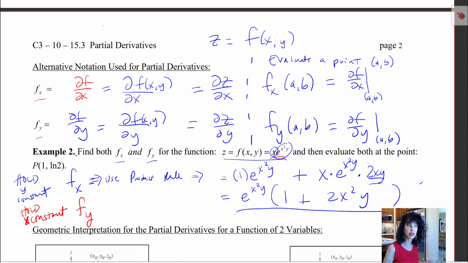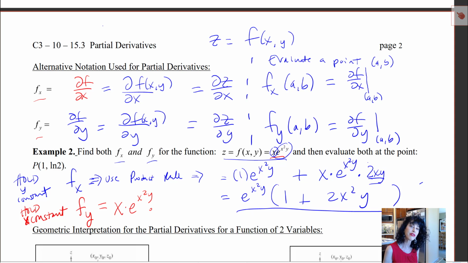Because this is a product of something with x times the exponential, and x right now, because of this special set of glasses, looks like a constant, like the number 2. So no product rule needed. X is just a constant multiple, so you'll multiply that with the derivative of the exponential with respect to y. So the derivative of e to the u is e to the u times u prime.